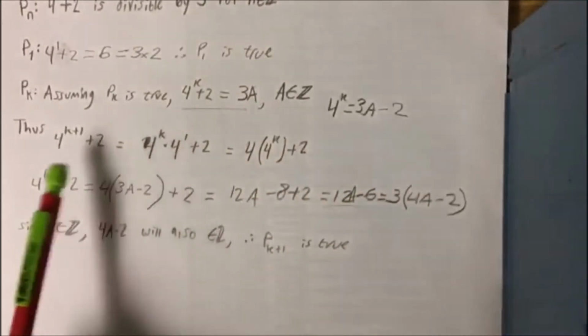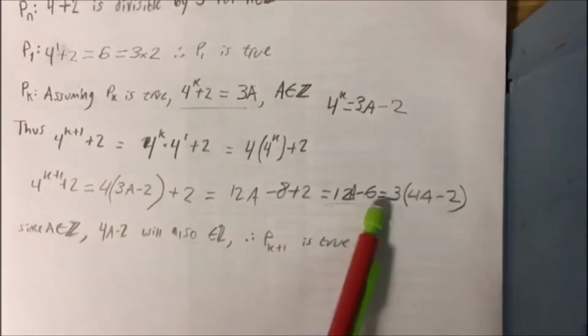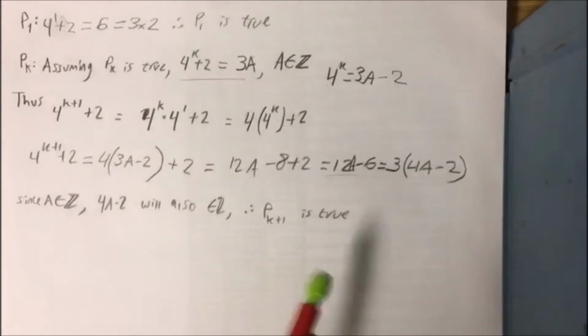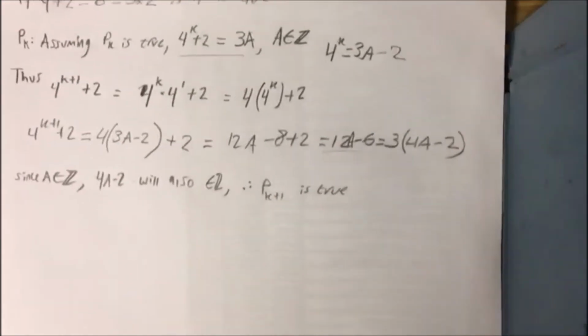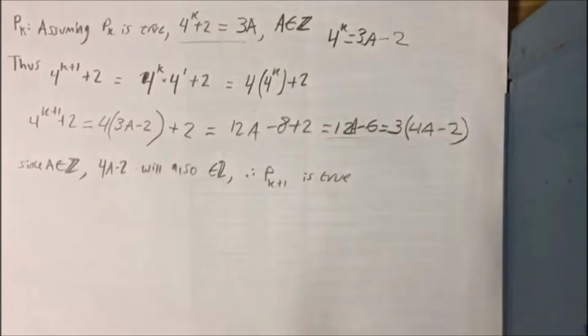Because we've seen that this expression, 4^(k+1) + 2, is divisible by 3, which is 3 times a number. So therefore, P(k+1) is true. Okay, we've essentially proved it. Now we just have to write a little conclusion as to why it's true. Remember, on your IB exams and your IB Math HL tests, you're going to have to write this exact sentence as it is, because it's very crucial to this process of proof by induction.